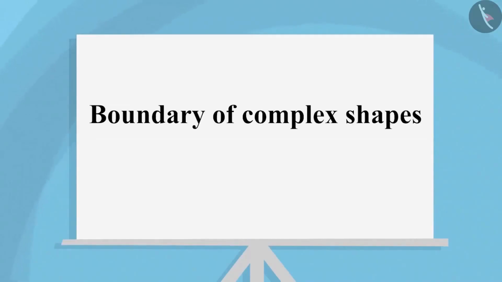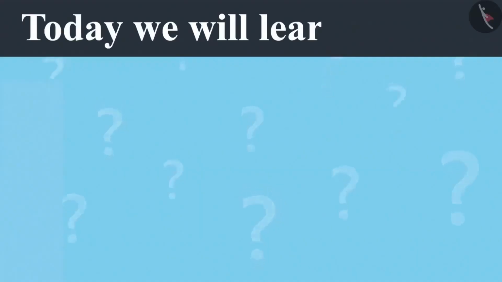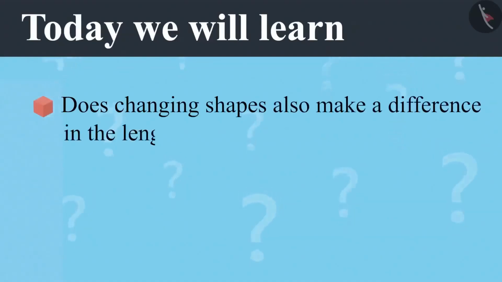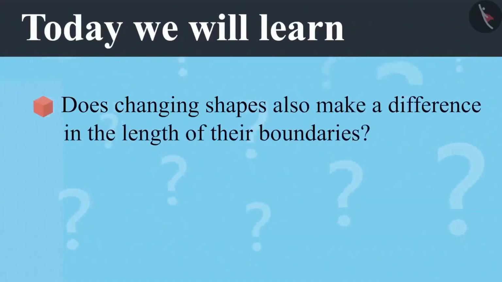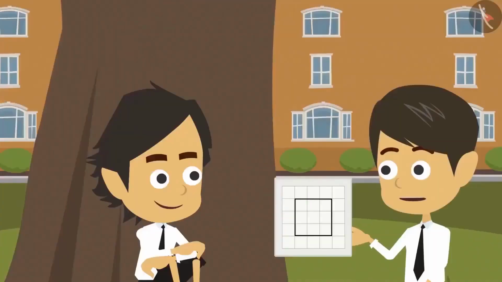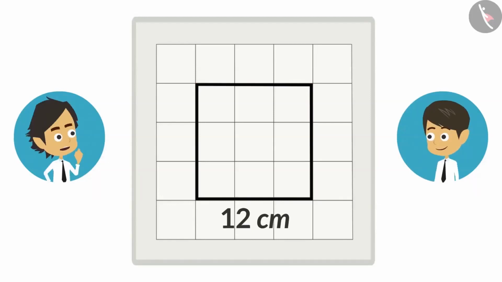Boundary of complex shapes, Part 2. In this video, we will learn, does changing shapes also make a difference in the length of their boundaries? Look, I made a square on this paper. Its boundary is 12 centimeters. Yes, that is easy to find.